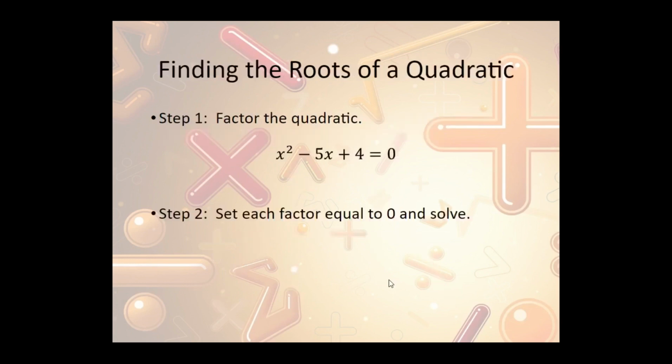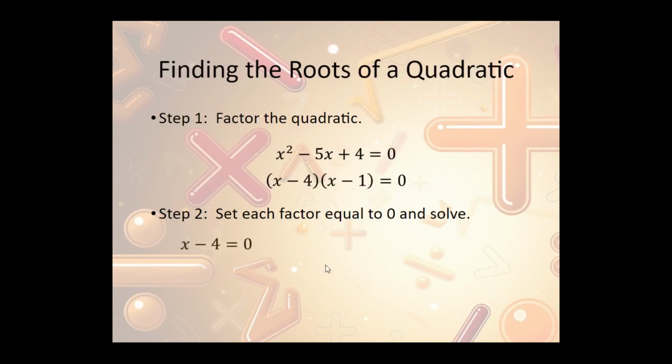So how do we find the roots of a quadratic? Well, the first step is to factor the quadratic. So factor it any way you can, and then solve for the roots. So when we get here, we have x squared minus 5x plus 4. We would use our magic x, and once we do that, we should see that (x minus 4) times (x minus 1) is equal to 0. So we factor this out.